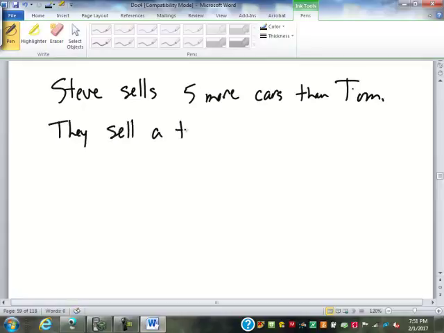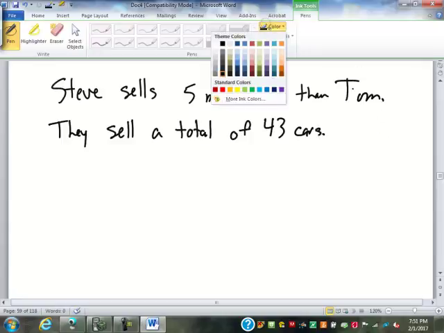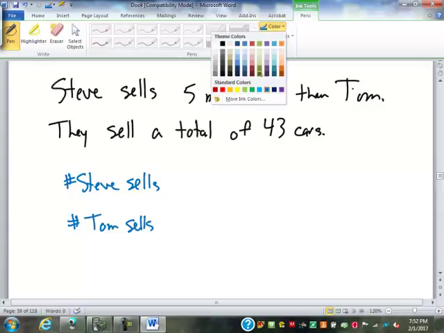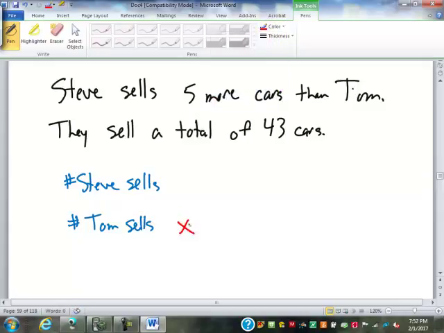They sell a total of 43 cars. I'm not going to write it out, but again, how many did each sell? So we got the number Steve sells, number Tom sells. Which one's going to be X? Tom. What's Steve going to be? X plus 5. 5 more than Tom. 5 more than implies you're adding 5 to it.